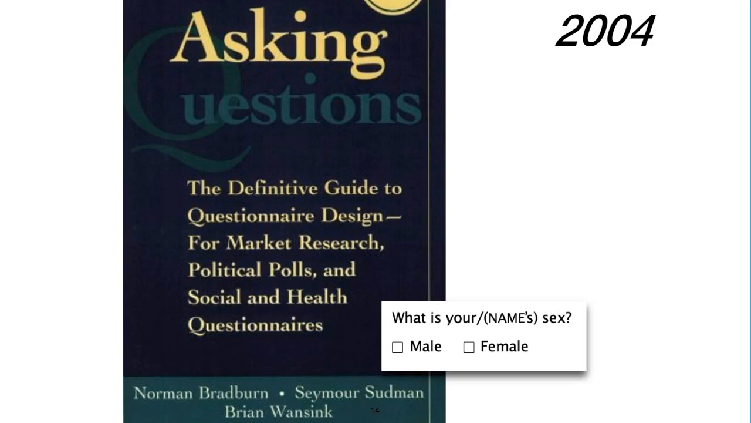And in 2004, Brethren and his co-authors published this highly influential guide on questionnaire design. In general, it's a very well-known and quite valuable guide. But when it comes to asking about gender, the authors recommend asking, what's your sex, or what's your name sex? And if this question is used as part of the survey, then there are two check boxes, male and female. So we already see that this book appeared 17 years ago, which is actually not so long ago. But it makes quite a number of problematic decisions. It conflates gender and sex, and of course, it also offers only two options.